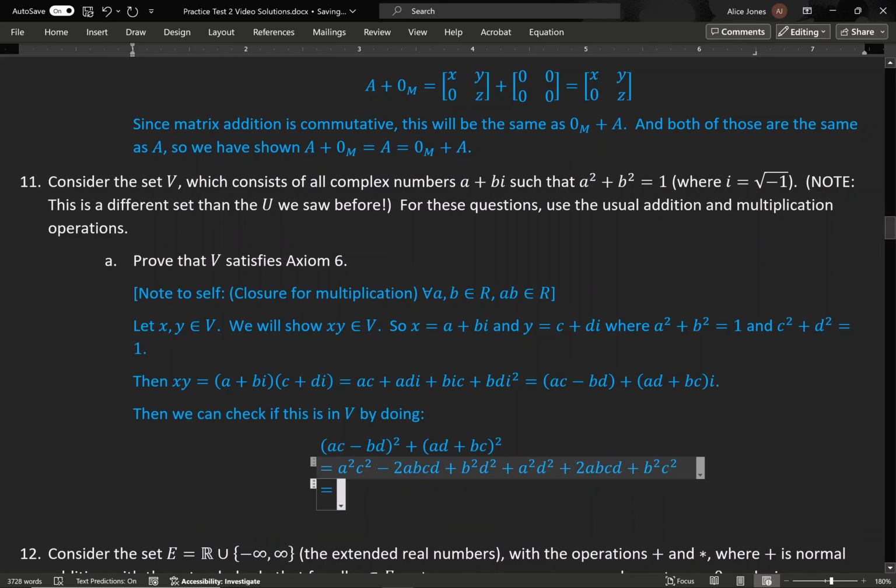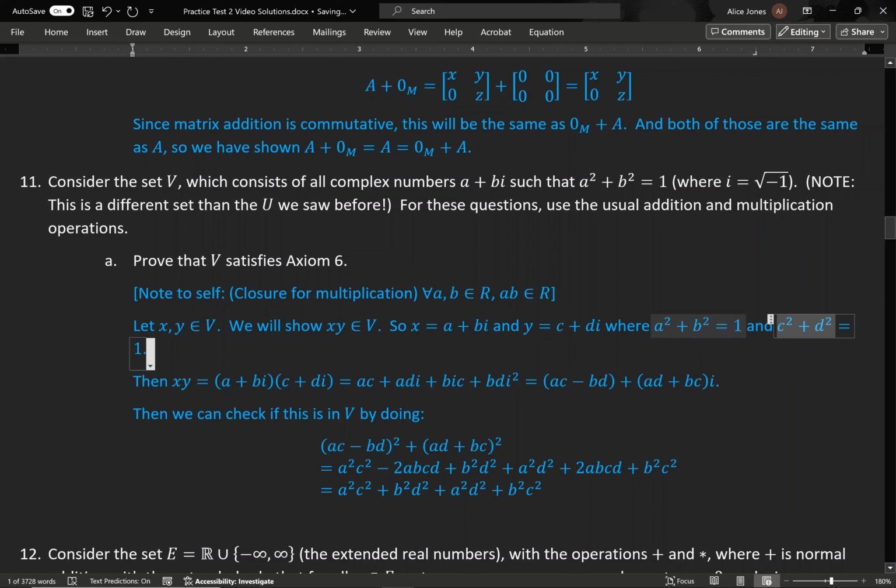I see that -2ABCD and +2ABCD are going to cancel out, so then I'm left with a squared c squared, b squared d squared, which I'm not in love with, a squared d squared, b squared c squared, and you're like, yuck, how is this going to possibly simplify to 1? But remember, we have these assumptions up here. A squared plus b squared is 1, and c squared plus d squared is also 1.